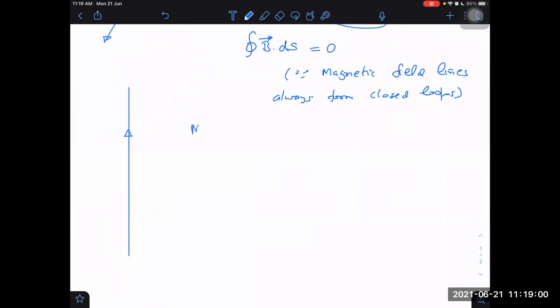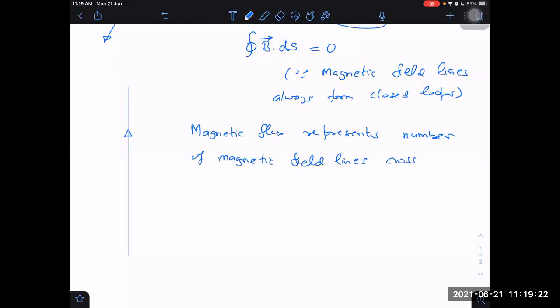Similarly, magnetic flux can also be defined in the same way. Magnetic flux represents number of magnetic field lines crossing through an area. Magnetic flux represents number of magnetic field lines crossing through an area.